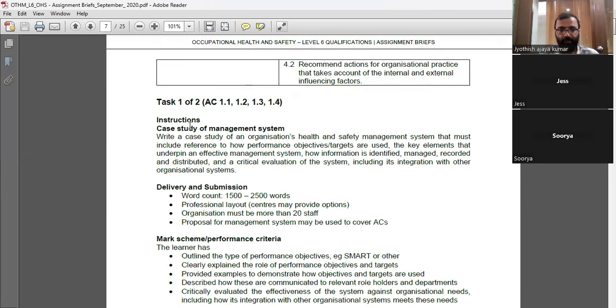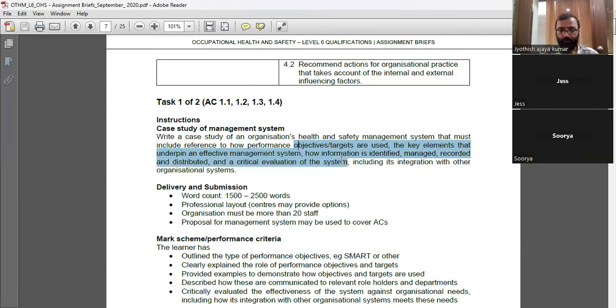Okay, so for task one, we have to take a case study of an organization's health and safety management system that must include reference to how performance objectives and targets are used. So performance objectives and targets, these are the key points. How these are used, the key elements that underpin an effective management system, how information is identified, managed and recorded, and distribution and critical evaluation of the system.